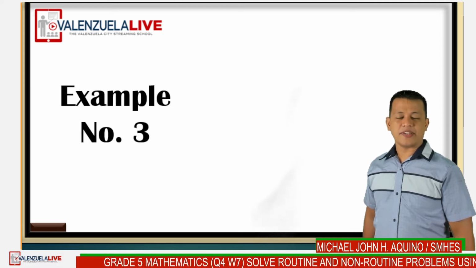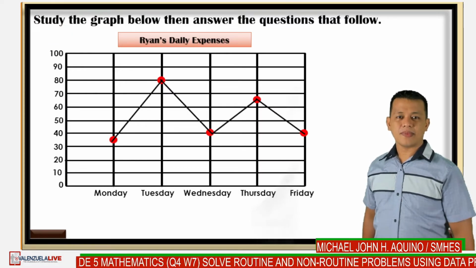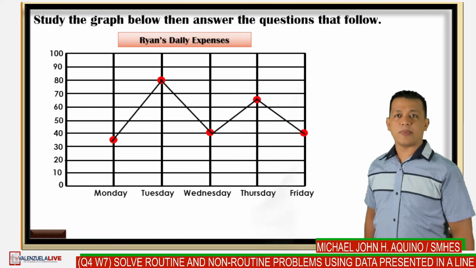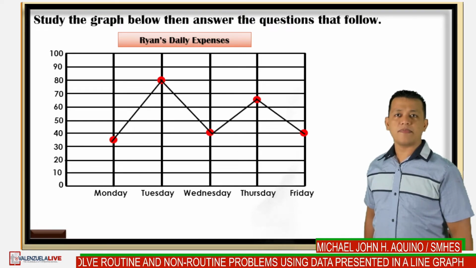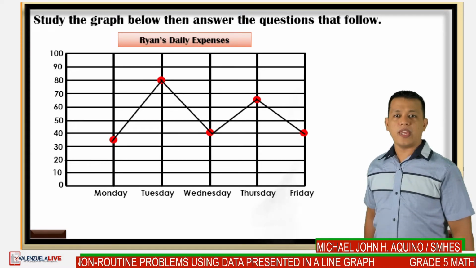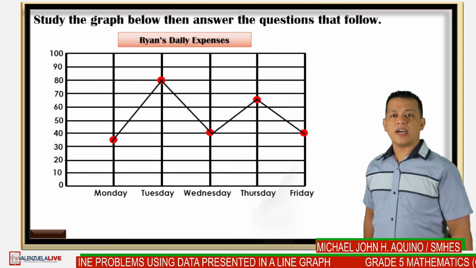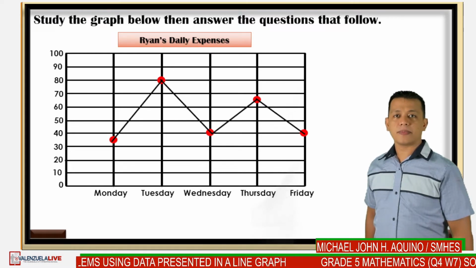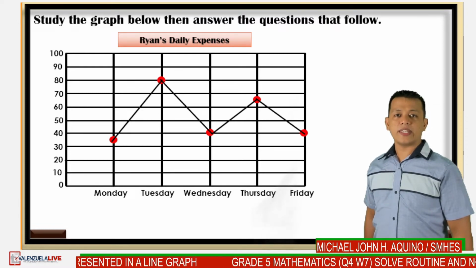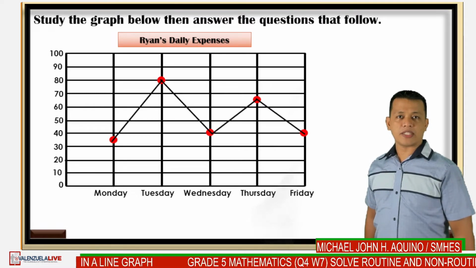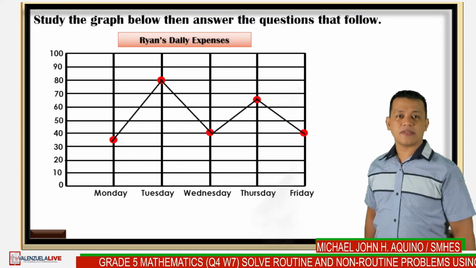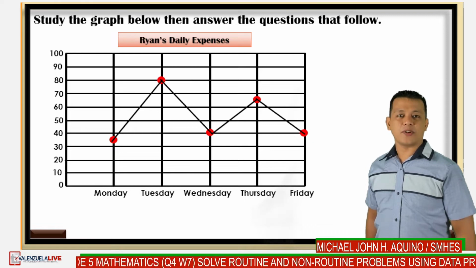For example number 3, the title of the graph is Ryan's Daily Expenses. So study the graph below, then answer the questions that follow. So we have on Monday, 35 pesos. On Tuesday, 80 pesos. On Wednesday, 40 pesos. On Thursday, 65 pesos. On Friday, 40 pesos.